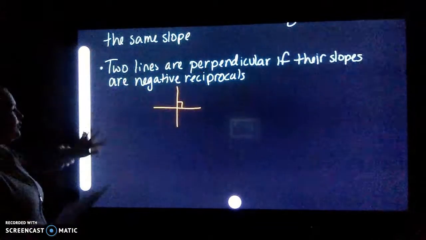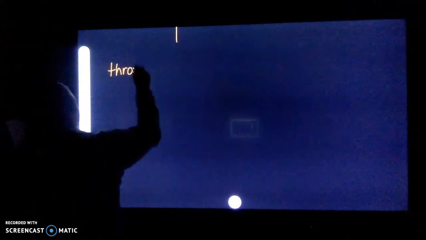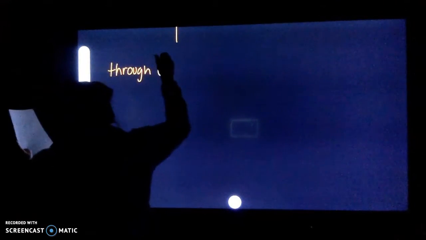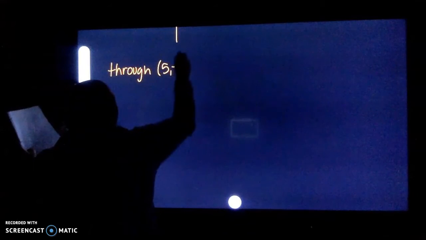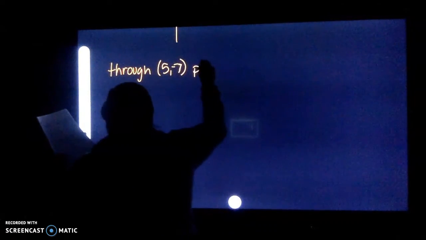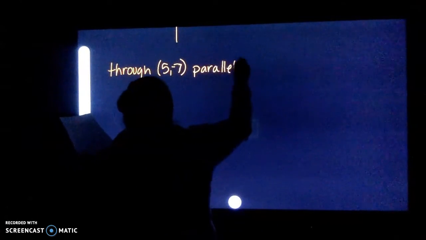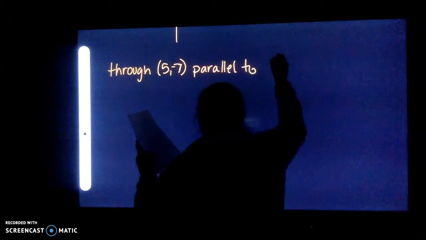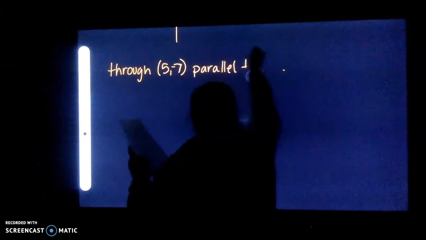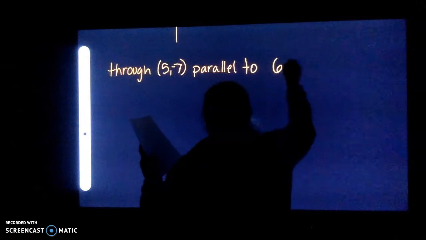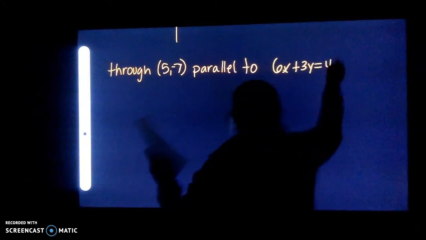So we're going to use this information to write the equation of a line through point 5, -7 and parallel to 6x, oh gosh, 6x plus 3y equals 4.